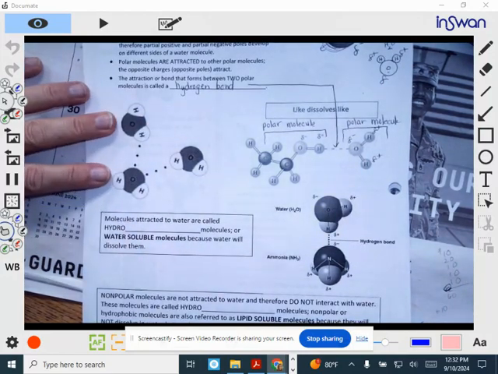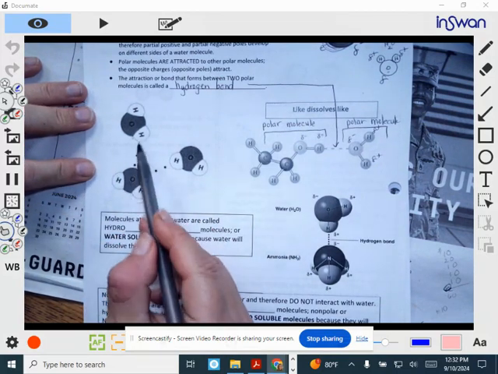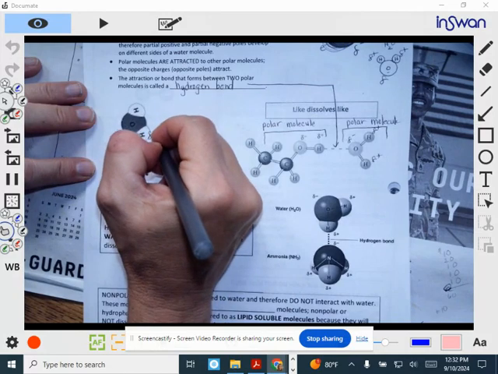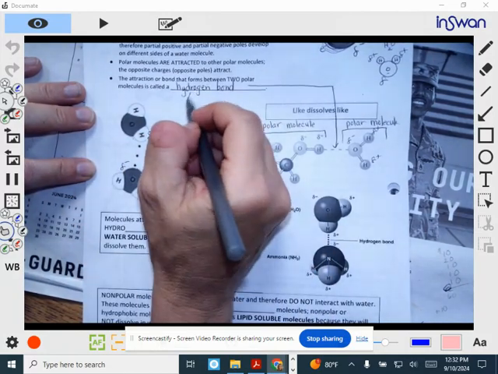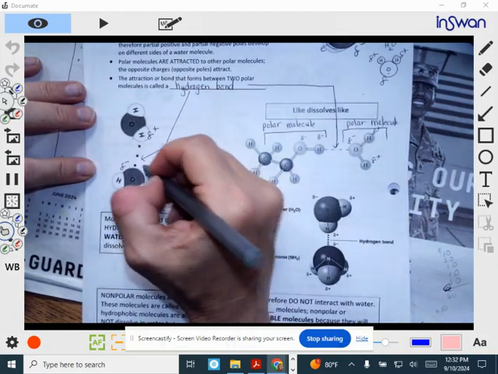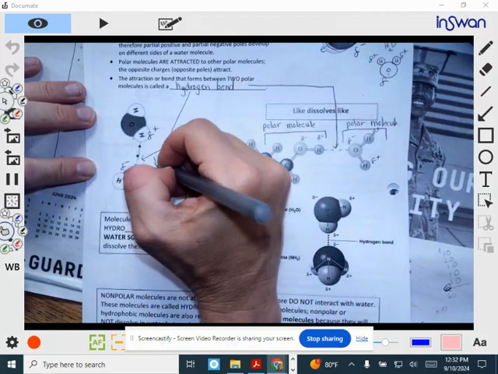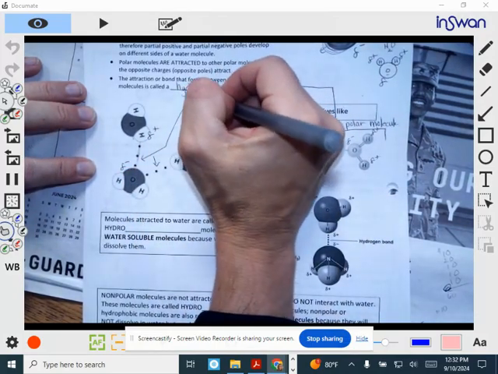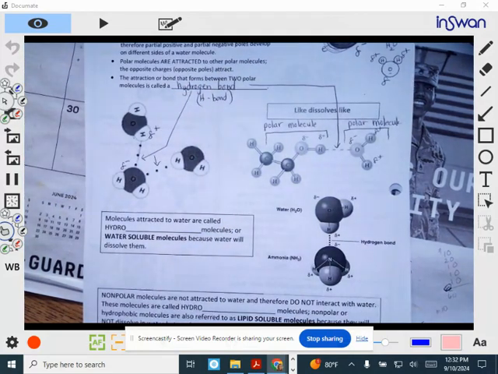So here I have 2 water molecules. You can see there's a bond between them. Again, water is a polar molecule. When you get them close to one another, those partial charges that water has, that attraction between them, is called a hydrogen bond. So this is a hydrogen bond, and you can call it an H bond, because H is the symbol. Sometimes it's written like this, H bond, for a hydrogen bond.